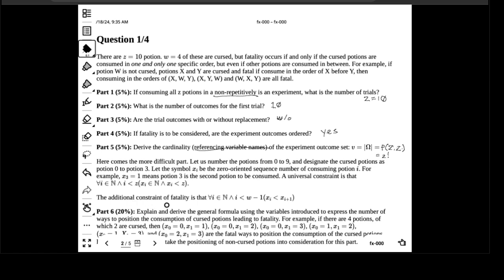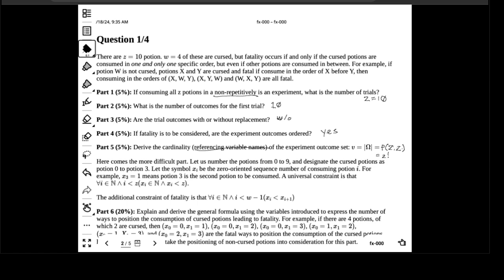And the additional constraint of fatality is that for all I in N, and I is less than W, so in this case, it's basically saying I has to be from 0 to 3 as a quantifier. X of I has to be less than x of I plus 1, because that specifies that we consume potion 0 before potion 1, and then potion 1 before potion 2, and then potion 2 before potion 3. So those are the constraints, expressed as a quantified expression.